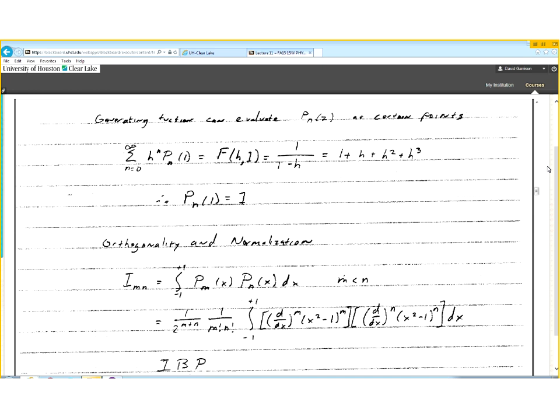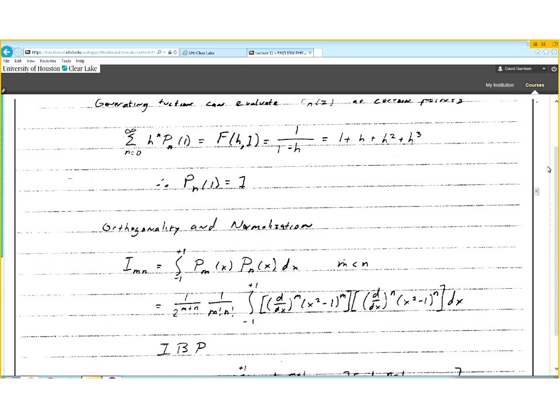All right, so we can also evaluate this function, p sub n of z, at certain points. And what we do is we can take advantage of the normalization that p of 1 is equal to 1 and rewrite the generating function so that it ends up just like h to the n, which is a geometric series, which we know is just 1 over 1 minus h. And that gives us the series, and that verifies that this normalization must be true.